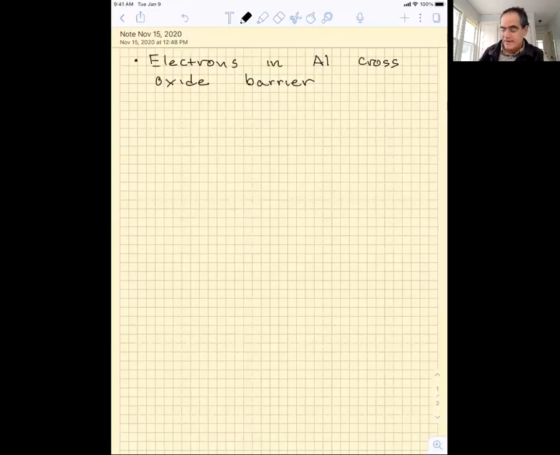How did the electrons in the demo we just did cross through that insulating layer in order to flow through the aluminum? Something to think about. Okay, so here's the problem that we're going to investigate. It's similar to the barrier potential problem that we did before. We're just going to put in some values now, and try to investigate electrons in aluminum crossing through an aluminum oxide barrier.